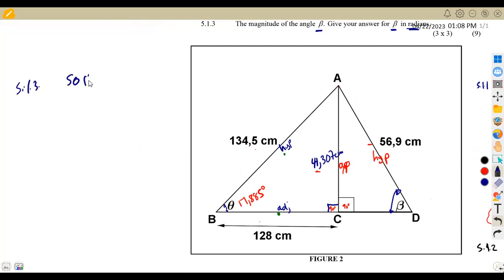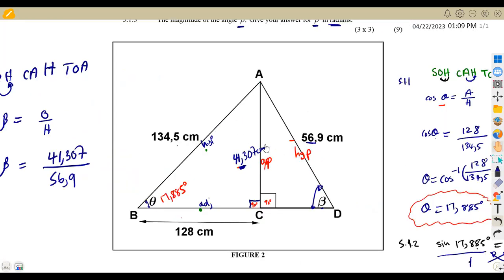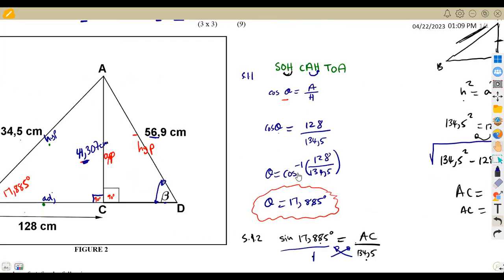So remember, from your SOHCAHTOA, we can see that this is opposite over adjacent from the sine of theta, but this time this is sine of beta. So the sine of beta is equivalent to the opposite over the hypotenuse, of which we have the opposite according to the AC that we calculated, that is your opposite, which is 41.307 over the hypotenuse, which is 56.9.